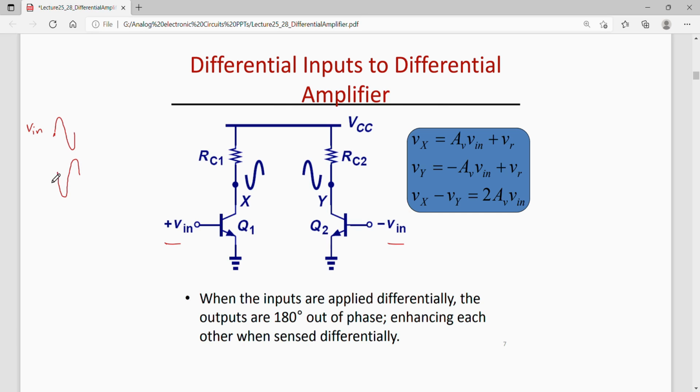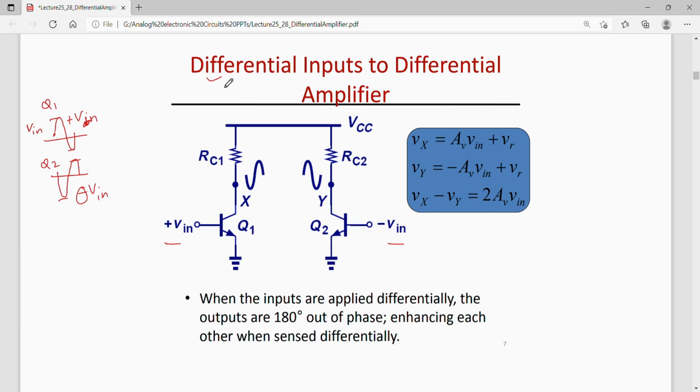Okay, right. So let us say this input I apply at Q1 and this is at Q2. I can call this plus V in and this could be called minus V in. Here minus represents that both are out of phase. So magnitudes may be the same but phases are different.